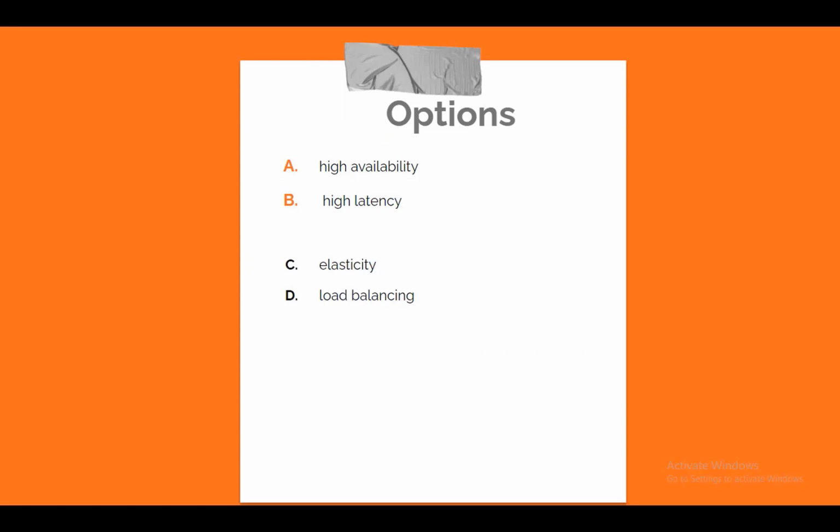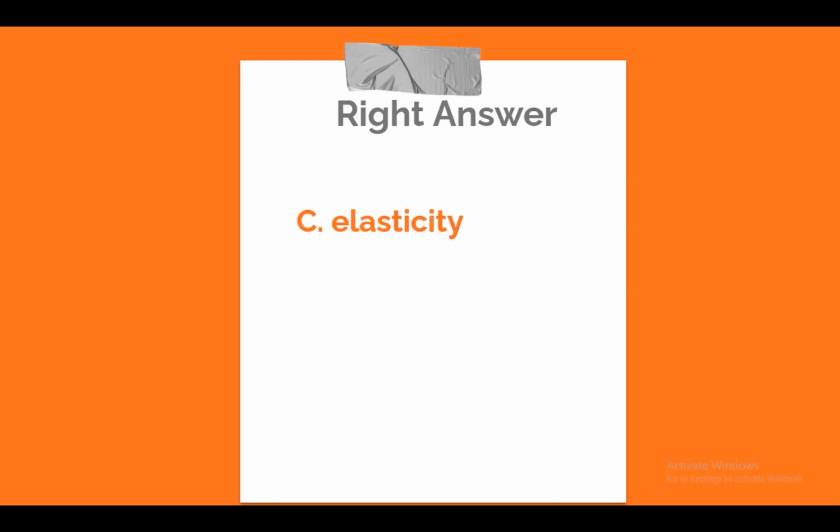And here are the options. Option A, high availability. Option B, high latency. Option C, elasticity. Option D, load balancing. The correct answer is option C, elasticity.